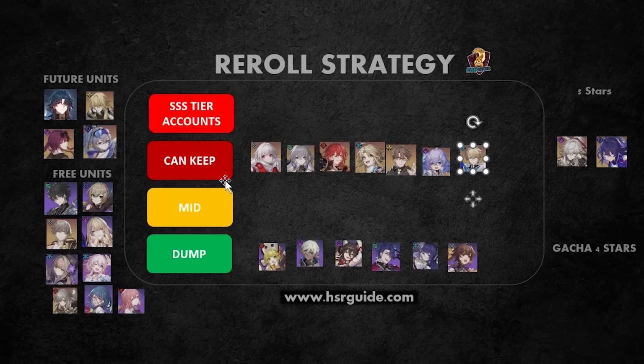Don't just give up on the account. I think that's the second situation. Two standard 5 stars, no limited 5 stars, would be an example of an account that you can keep, because you have in mind that you want to just log into dailies to get your future units as well.